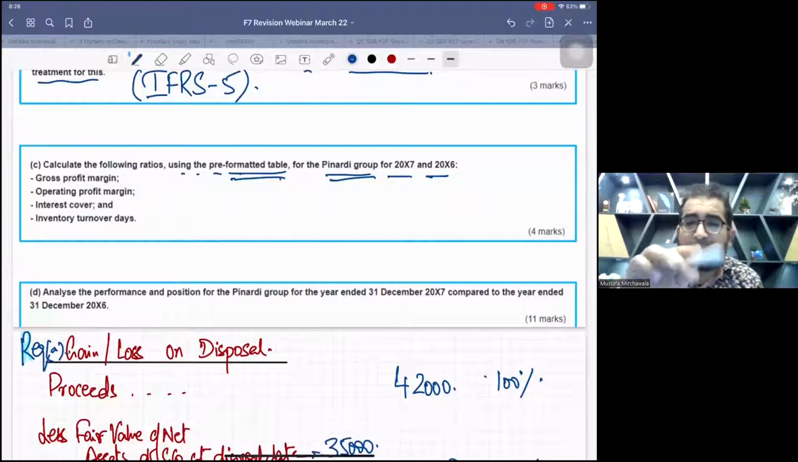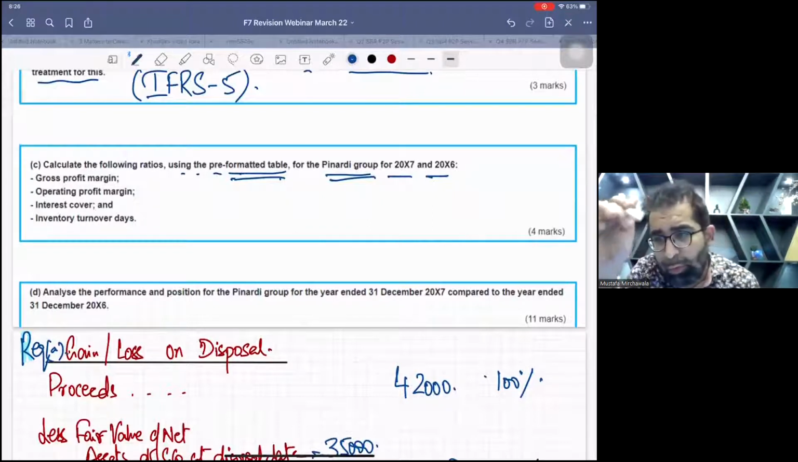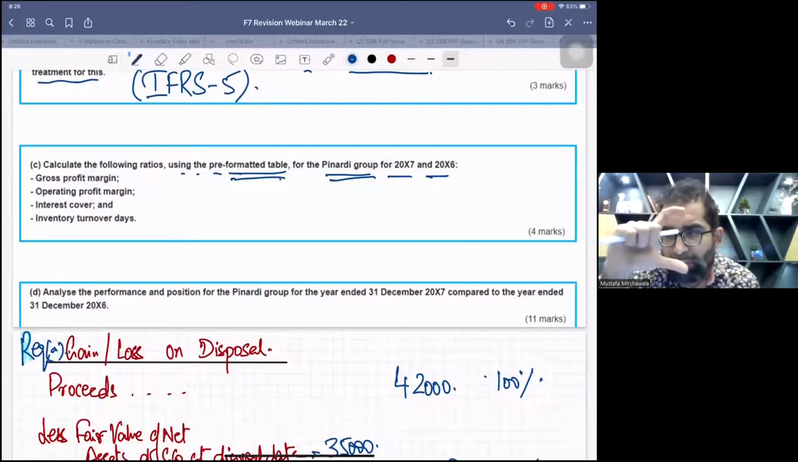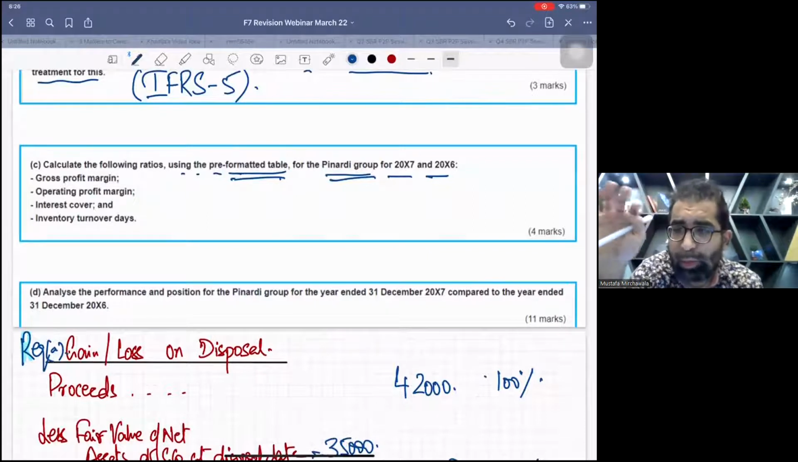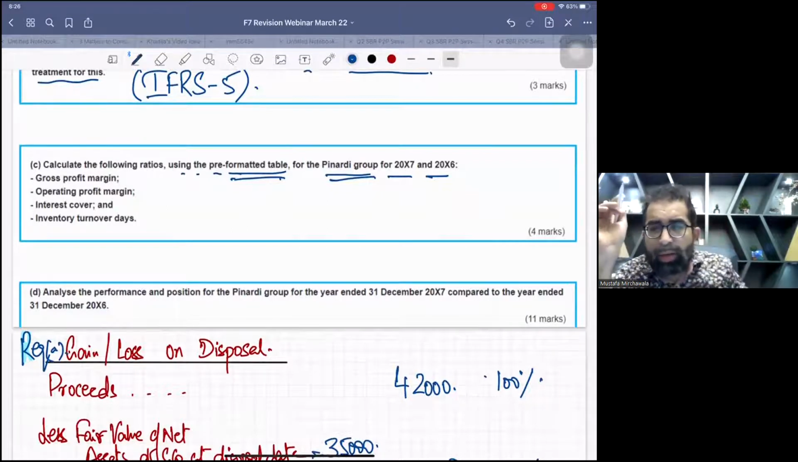And using the pre-formatted table, if you see this question on the ACCA software, they will give you proper boxes for this. This requirement will have a special section. Otherwise, with the commentary, you have to write in Word. So you have to calculate these four.